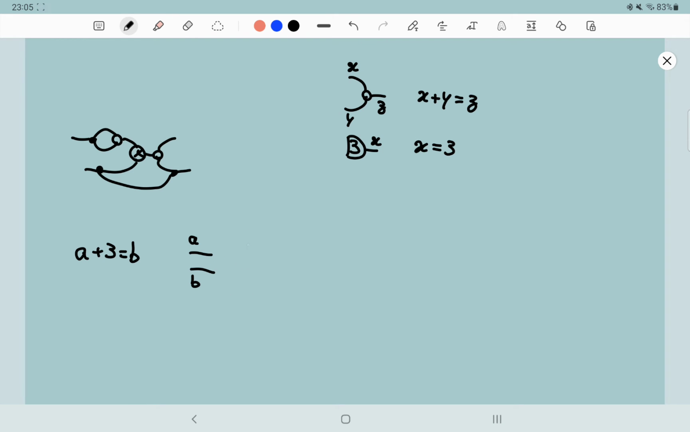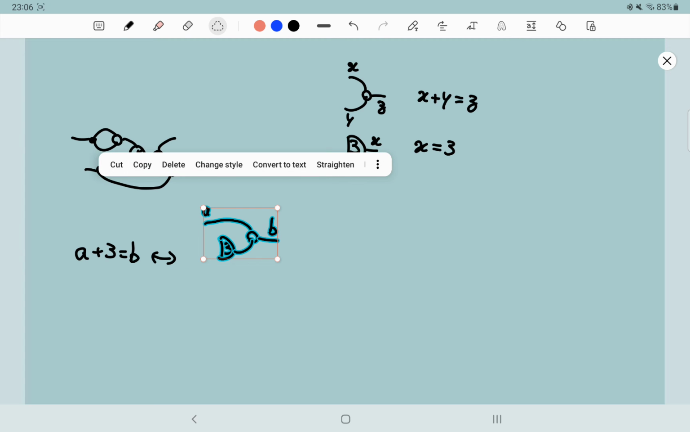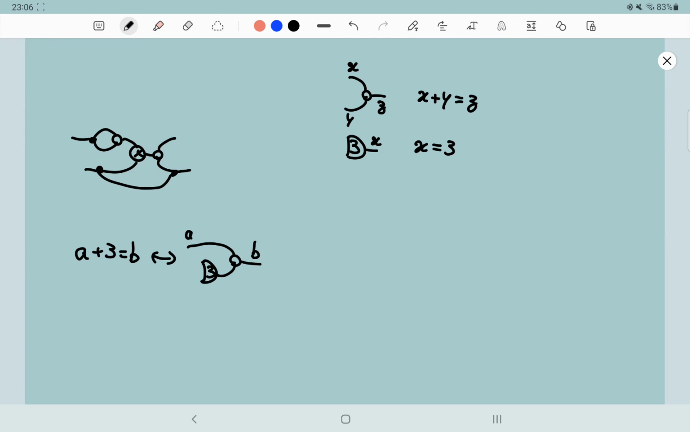I can say, well, a goes into a plus, and I add 3 into it. So that's a here. And the result is b. And this is the equation a plus 3 equals b. And here I've drawn it. On the right, I've got wires and some variable names. I could move that here, just for aesthetics. It doesn't matter. And on the left, I've got a good old mathematical equation like we used to.